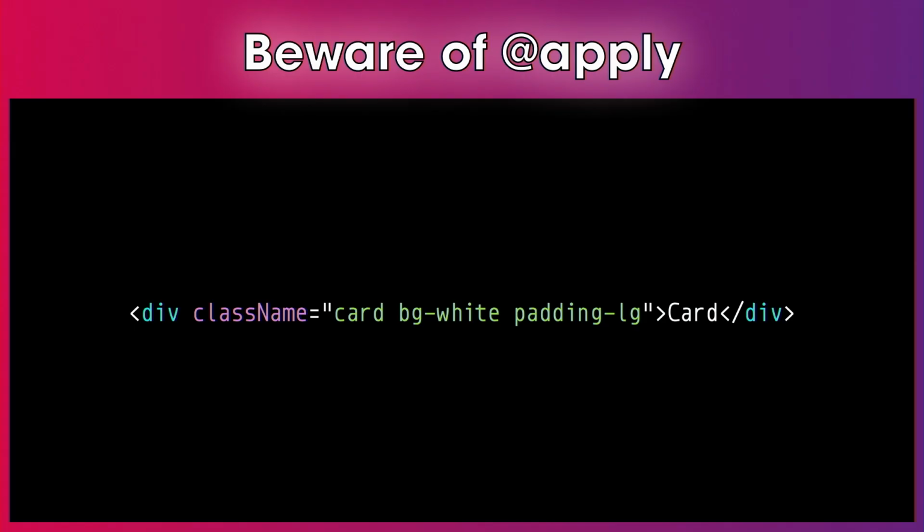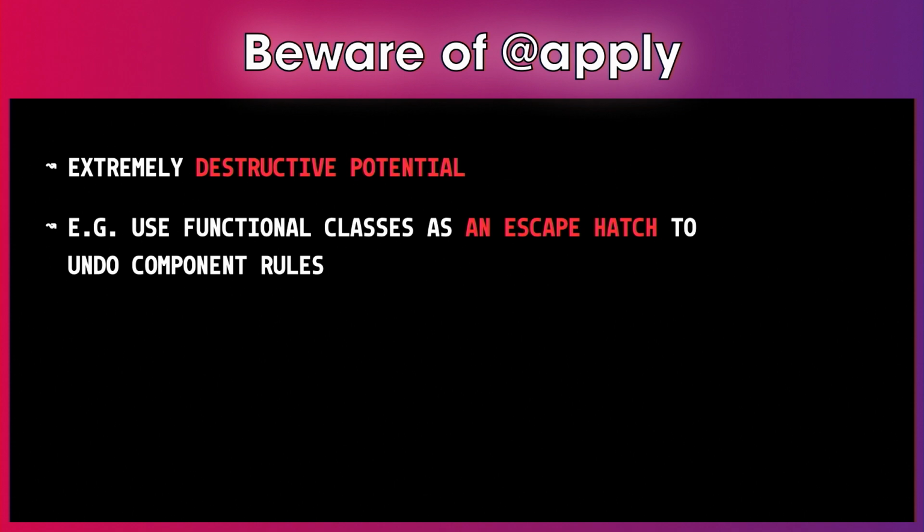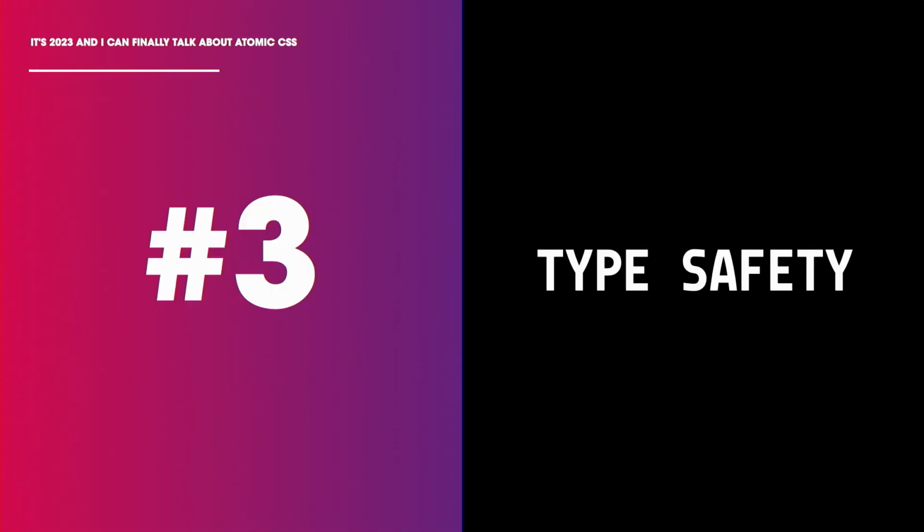use apply. So to illustrate what I'm talking about, here we have background white and padding large, and then just card. This is dangerous because you might just use those functional classes as an escape hatch to undo the component rules. So if you are using it, you have to be really, really strict and try not to intersect or have their responsibilities colliding. Another thing is type safety.